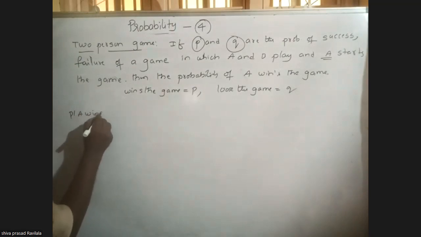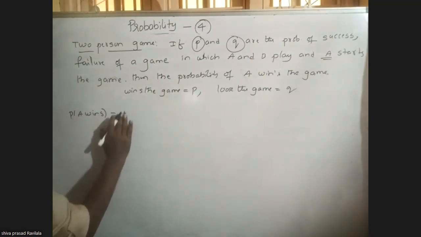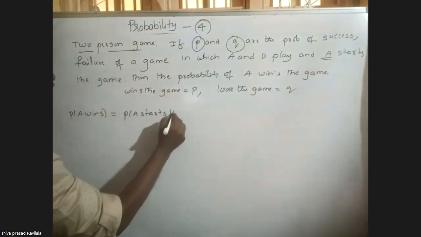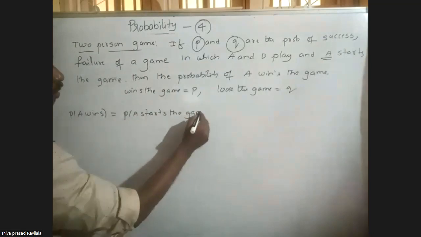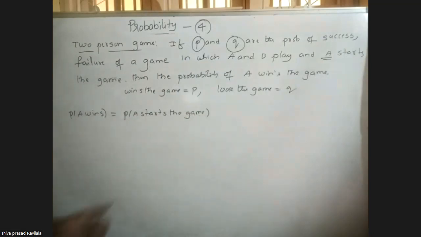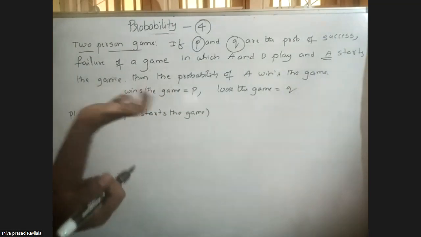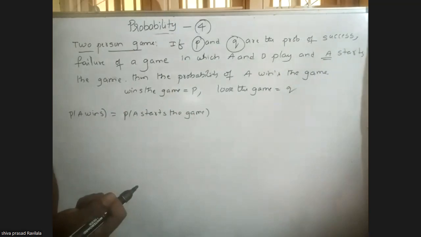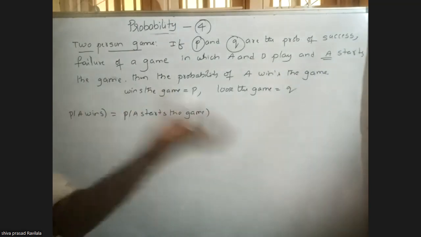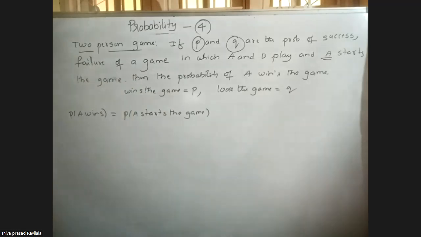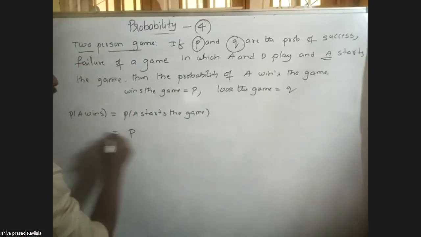Probability of A wins under the condition probability of A starts the game. If A starts the game, for example, I have 2 dice. If 3 is shown on the top of the die, I won the game. Remaining cases, I lose the game. When a die is tossed, for example, I am A, you are B. If I get 3, I won the game, game up, and I won't give the die to you. In that case, first case only P.